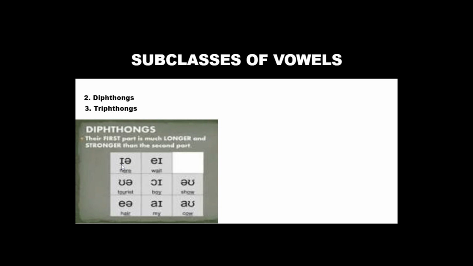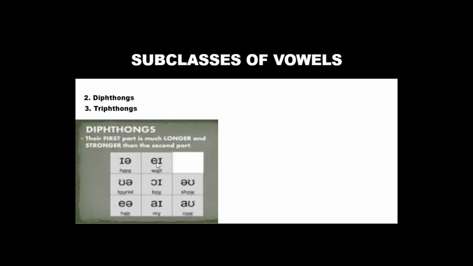Ear is a combination of the sound E and the schwa sound A, giving us the sound ear, as in here, come here. Then we have oor, a combination of oo and the schwa sound A, as in tour or tourist. Then we have a combination of E and the schwa sound A, giving us the sound air, as in hair, the hair of your head, right?